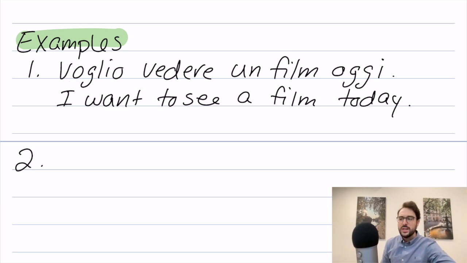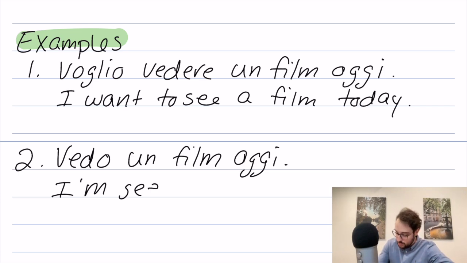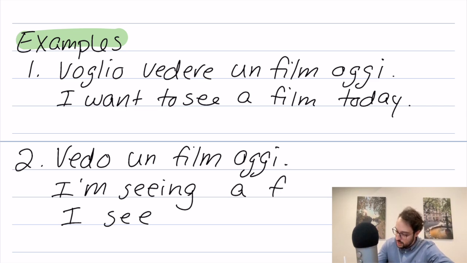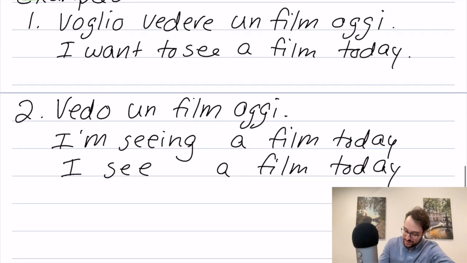How about instead if I just say I see a film? We don't need voglio at that point. I see a film. We're just going to say vedo un film oggi. And that's like saying I'm seeing a film today. It can mean that. I'm seeing or I see a film today. Cool, right? Let me show you something else.